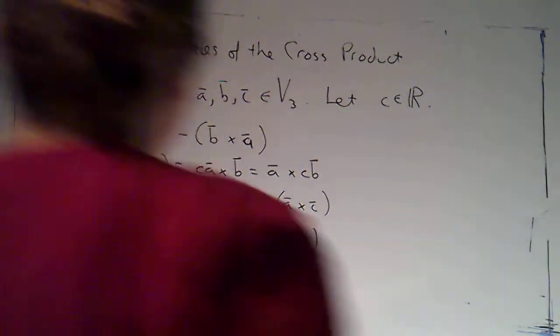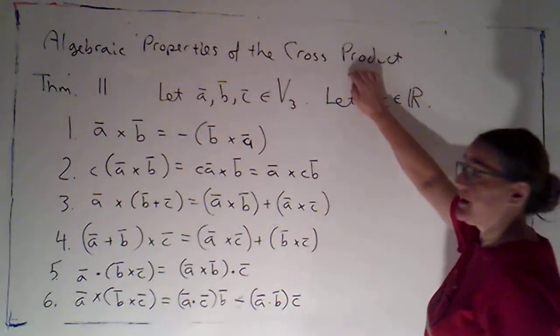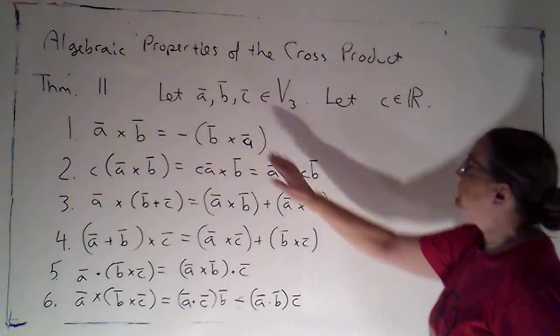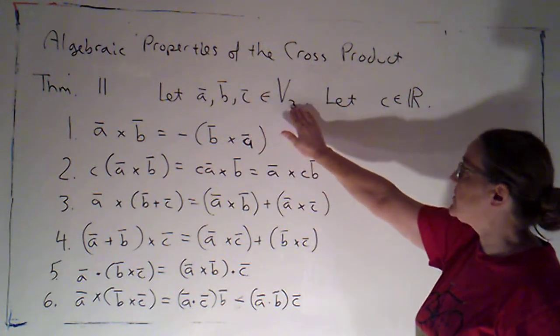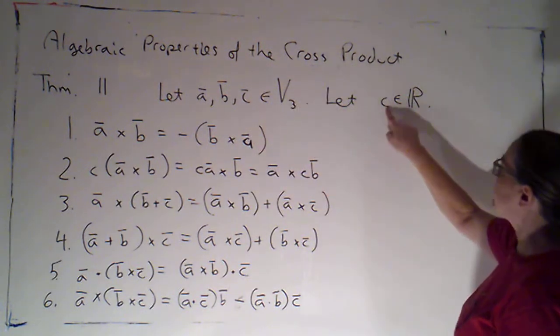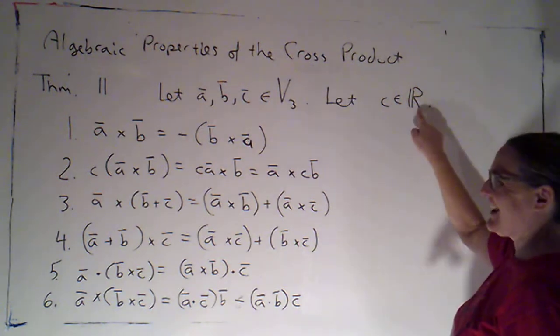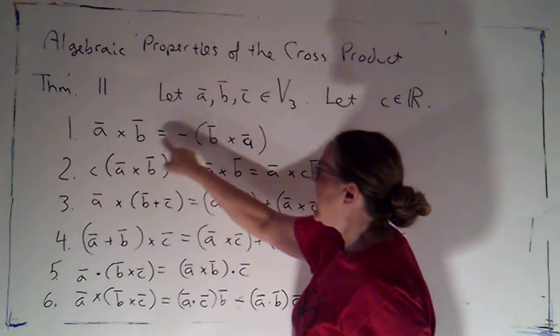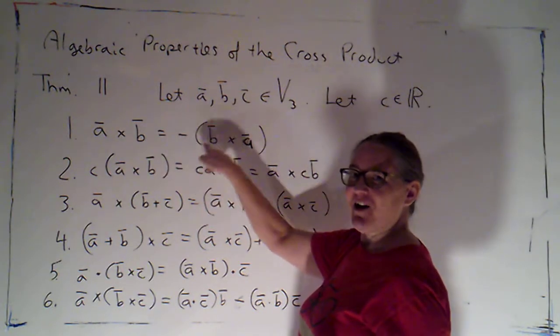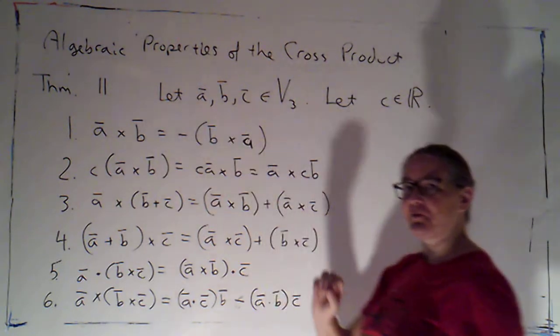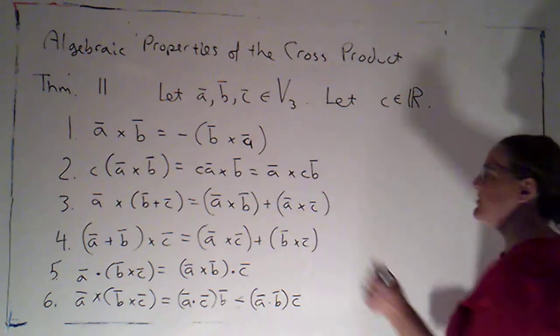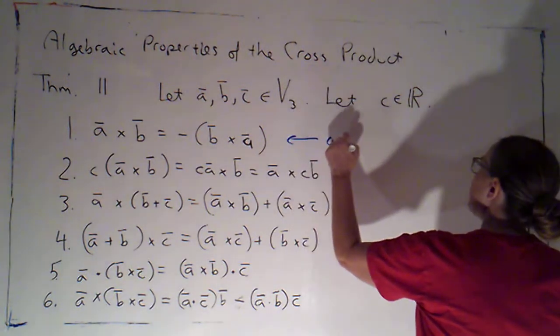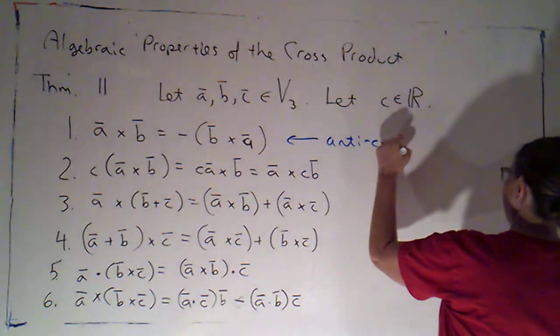Theorem 11 gives us some algebraic properties of the cross product. So if we let A, B, and C be three vectors in 3 space, and we're going to let c, without the bar over it, be a scalar. Okay. Property 1 says A crossed with B is the opposite of B crossed with A. The cross product is not commutative. This is what we call anti-commutative.